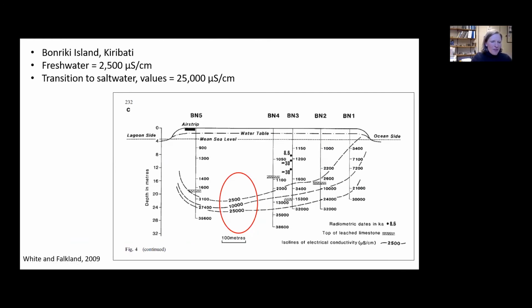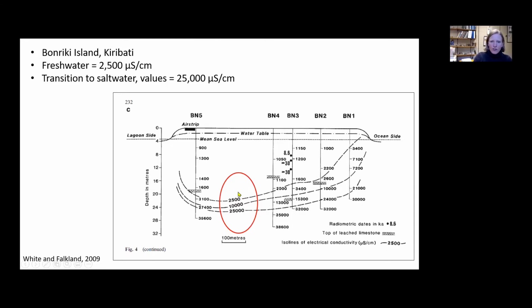Okay, so that freshwater lens is floating on top of the saltwater because freshwater is less dense than saltwater. Really, it's not this cut and dry line between the two. We can see this in this example from Bunriki Island. Some of these islands we have some pretty good data from studies that have been done a long time ago. In this case, what we're seeing is conductivity values for the freshwater and then the saltwater. So you can tell where the freshwater is because the conductivity values are 2,500. And then we can tell that we transition into saltwater because the conductivity values become much higher.